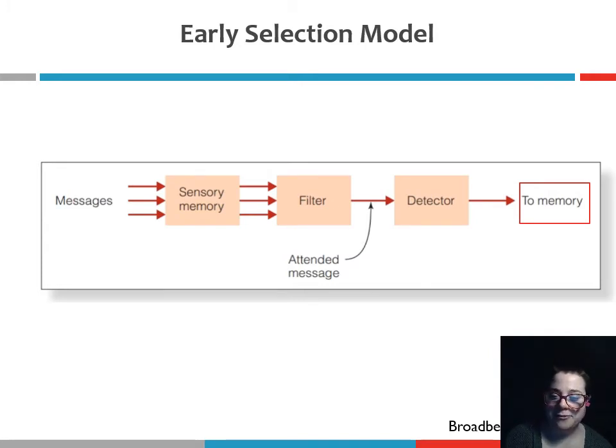So what we're going to talk about now are some limitations of this early selection model, or some problems with this early selection model.